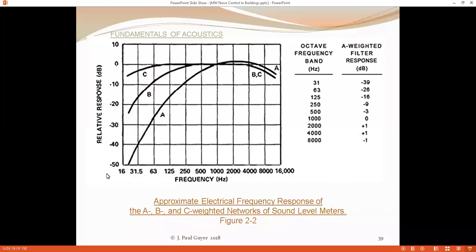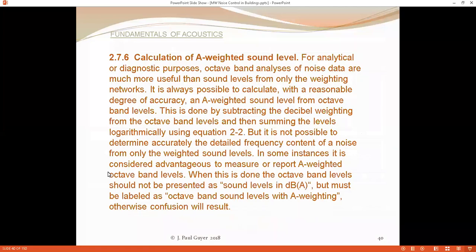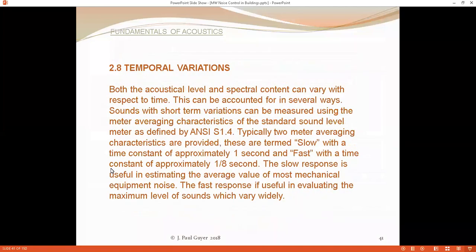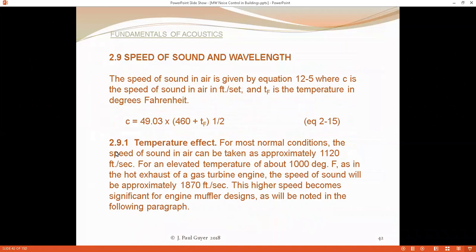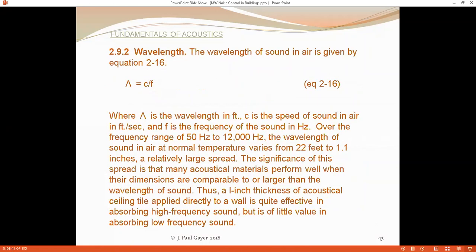I'm going through quickly some slides here dealing with sound and its wavelengths. We're not going to get into that in talking about building design. This tends to be of significance if you're designing mufflers for mechanical equipment, things like that. And so we're going to skip over that.